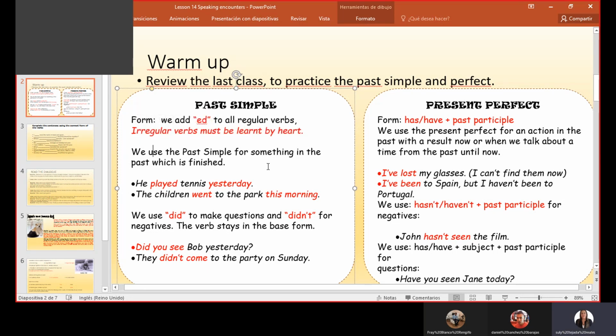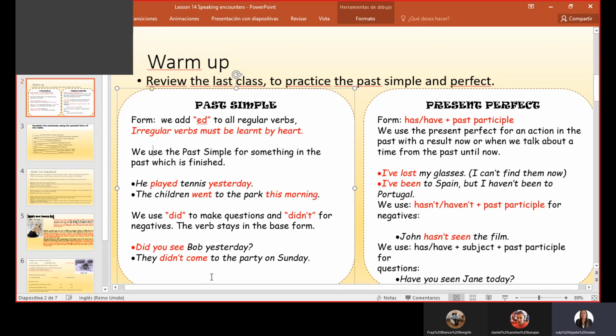We use the past simple for times in the past which are finished. For example, he played tennis yesterday. The children went to the park this morning. We use did to make a question and didn't for negative. The verb stays in the base form. For example, did you see Bob yesterday? They didn't come to the party on Sunday. For question and negative, it's really easy.